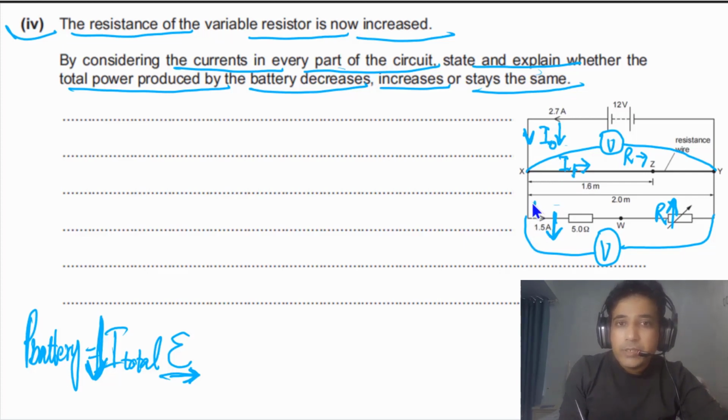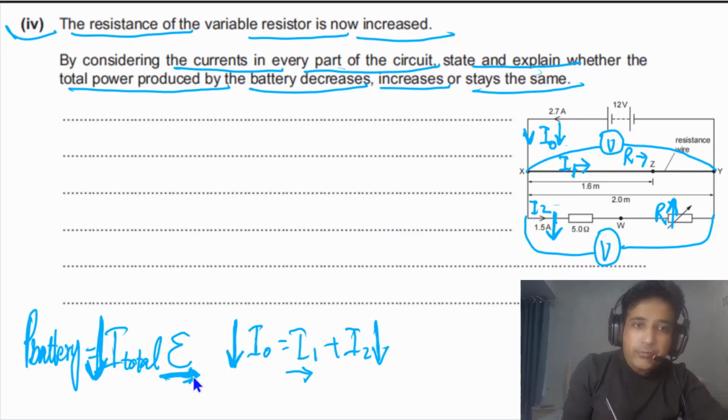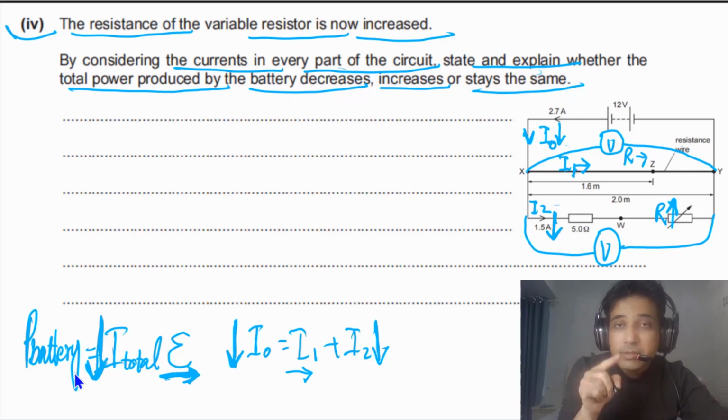This current we can say this is I2. So we can also write down, in this case, I0 is equal to I1 plus I2. But I2 in this case decreases. This remains same. So it means I from the battery decreases. But EMF of the battery is constant. So it means the power of the battery will decrease in this case.